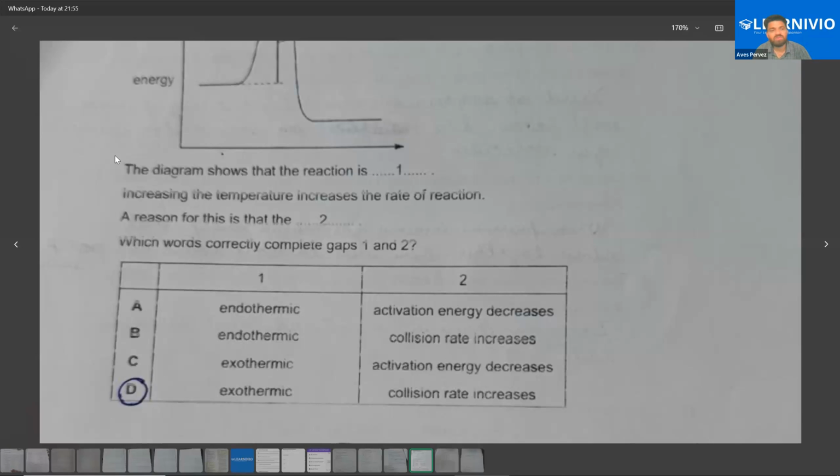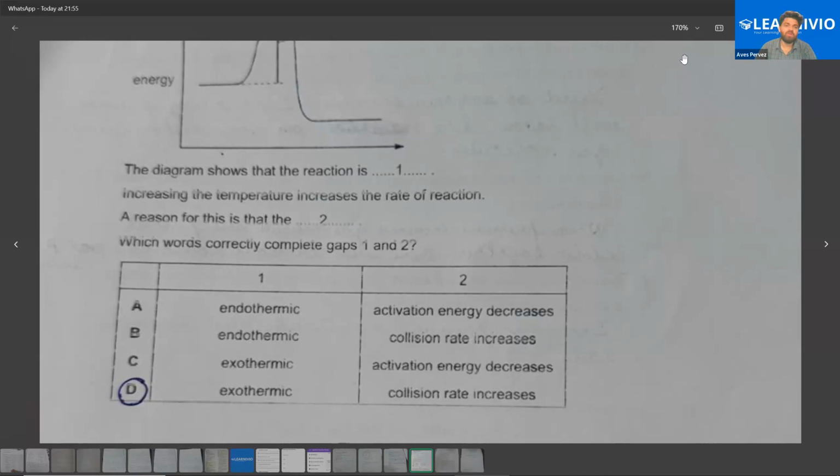Okay, we have to choose the answer there. Increase in temperature increases the rate of reaction. It might be a different statement, not related to this one. It is a second statement. It is a full stop. Which words correctly complete gaps 1 and 2?